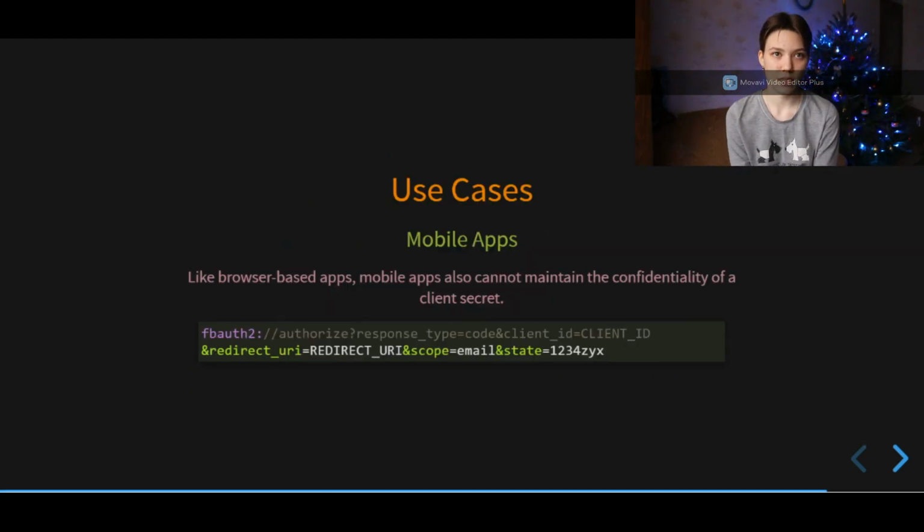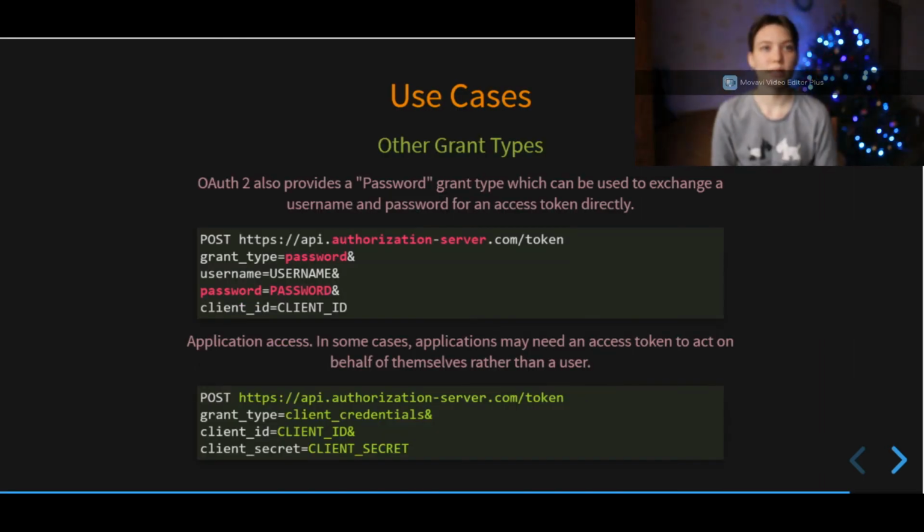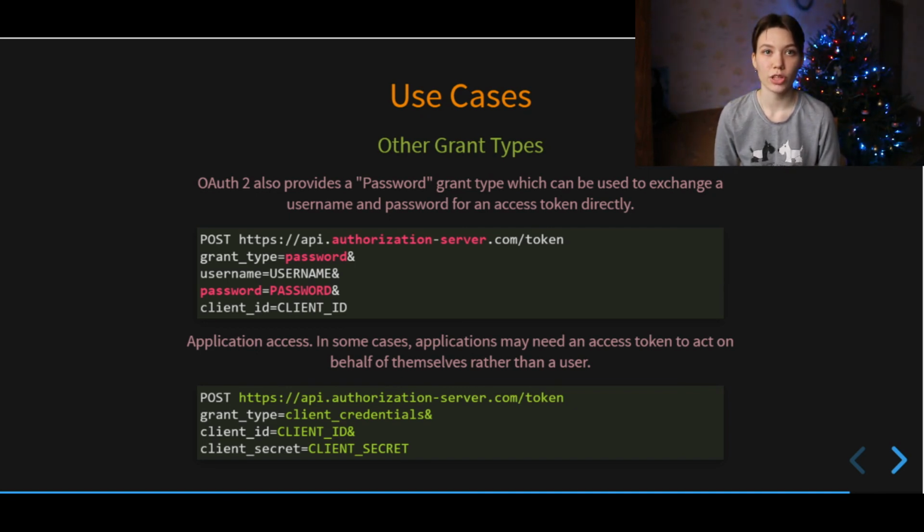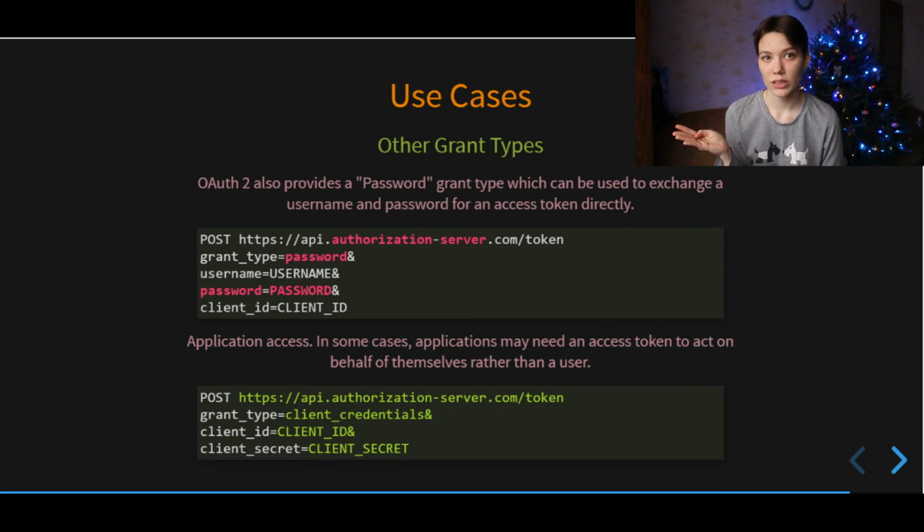About mobile apps. Like browser-based apps, mobile apps also cannot maintain the confidentiality of a client secret. You can see the link, nothing special, nothing new. And other grant types. OAuth 2 also provides a password grant type which can be used to exchange username and password for an access token directly. You can see the post request.